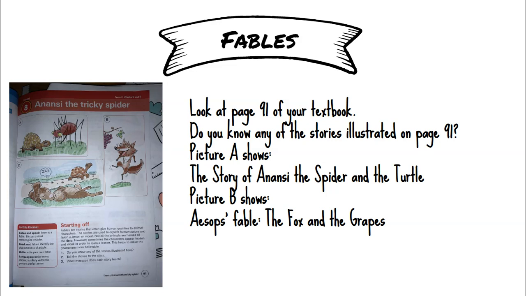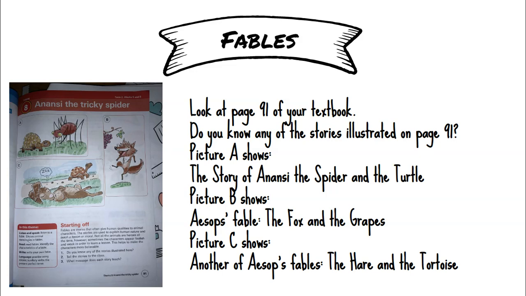Picture B shows one of Aesop's fables. Now, Aesop was a very famous man who wrote many, many stories using animals as the main characters to teach us a lesson. That's the story of the fox and the grapes. In the story, the fox is unable to grab some grapes that are just out of reach, and he walks off saying that he didn't like the look of the grapes anyway. And there are variations of the story. Sometimes there's a fox and a crow, and the fox is able to trick the crow into dropping the grapes.